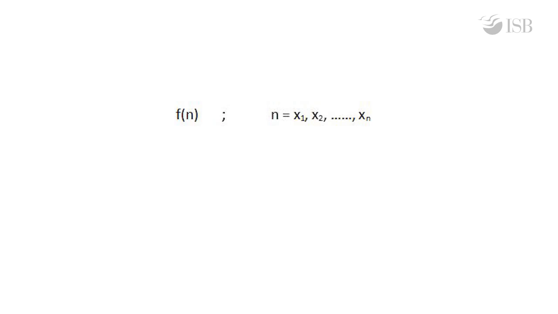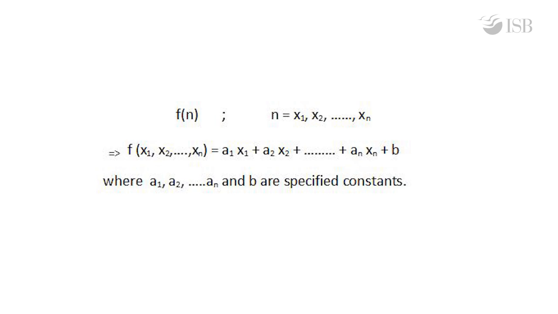A linear program consists of a linear objective function to be optimized, that is maximized or minimized, subject to linear equality and/or inequality constraints. A function f of n variables, say x1, x2 up to xn, is said to be linear if the function can be written as f equals a1 times x1 plus a2 times x2 and so on until we get to plus an times xn plus b, where a1, a2 up to an and b are specified constants.